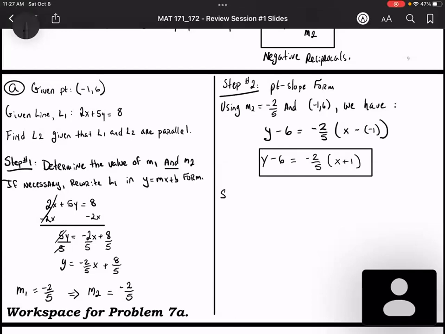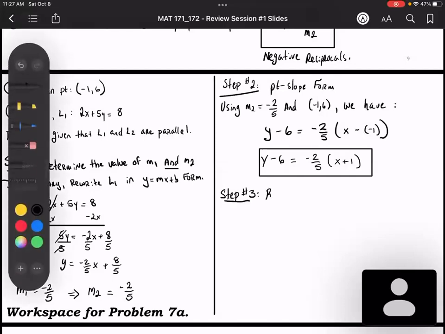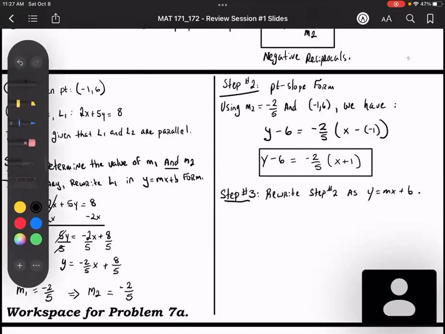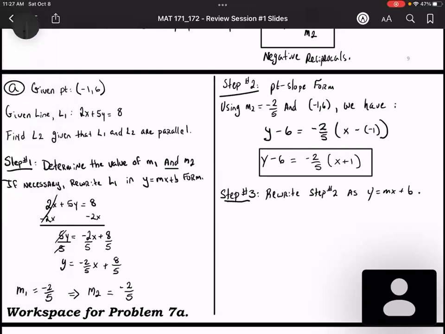Now you go on to step number 3. Step number 3 is where you rewrite step 2 as y equals mx plus b. So you have to rewrite the equation in terms of y, namely the slope-intercept form. So now here's where you continue working on the arithmetic. We pick up from where we left off. Y minus 6 equals -2/5 of x plus 1.